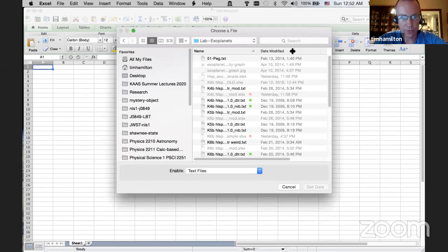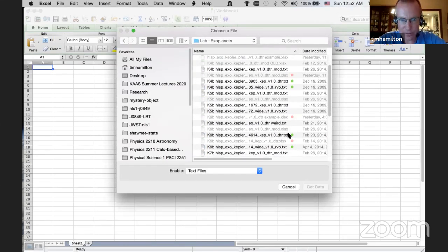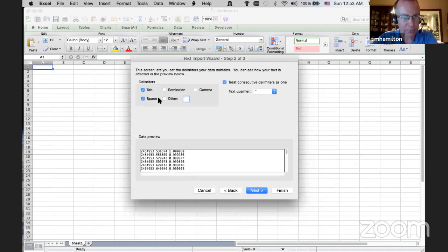Okay, now this comes up here. Kepler 6b. Now, if you notice, there's DTR at the end of the file name. I'll get to that in just a moment after I open this. So it is delimited, meaning there's a character, a symbol that's used to separate the columns. In this case, it's tabs and spaces. I'll treat consecutive delimiters as one.